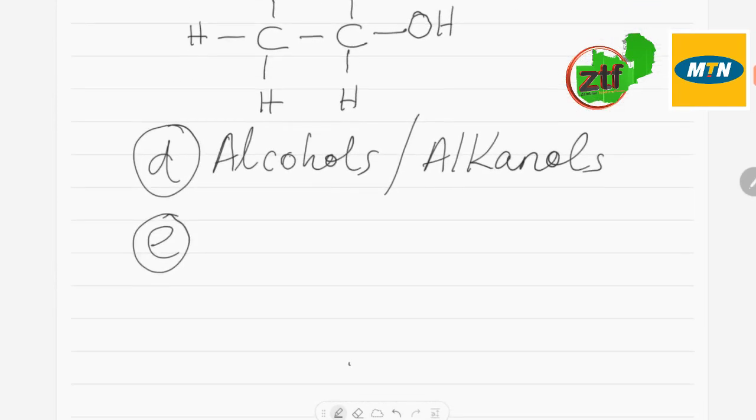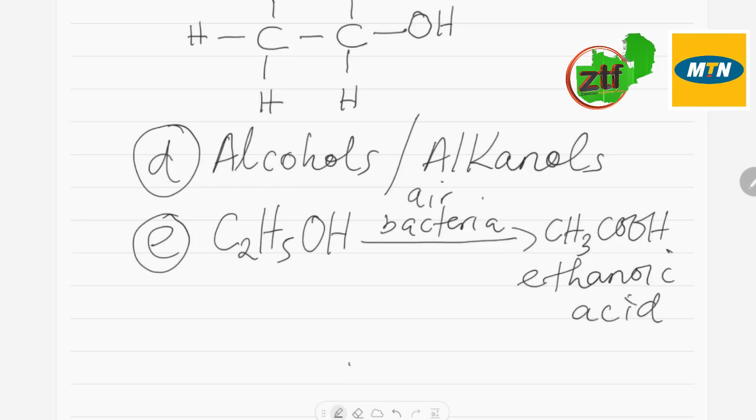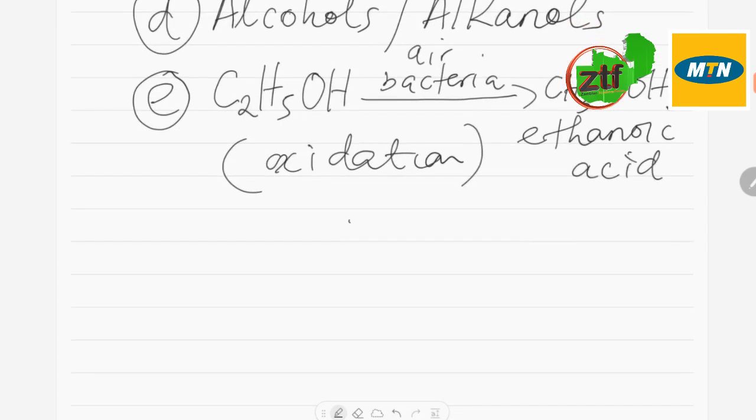So what happens here is, if this ethanol, which is C2H5OH, is left in the presence of air and there's some bacteria, this ethanol is converted to an acid which is CH3COOH, known as ethanoic acid. This process is known as oxidation. The overall process is known as oxidation. So leaving ethanol in air, it is oxidized to ethanoic acid.